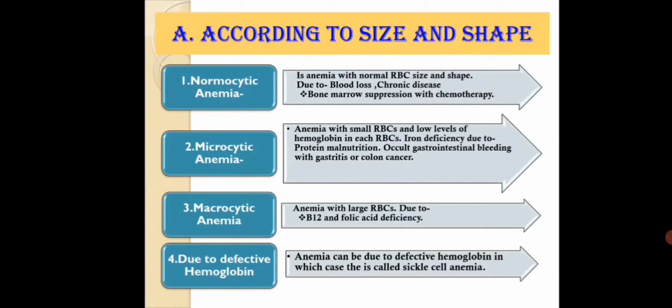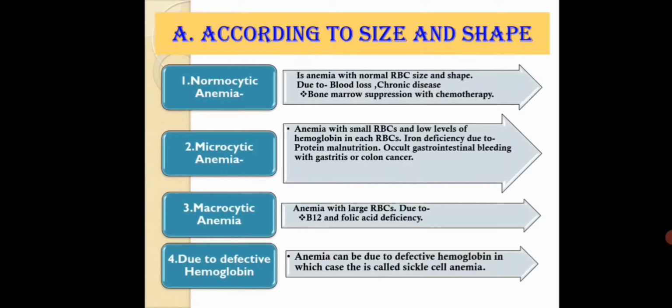or protein malnutrition. Iron deficiency means decreased dietary intake of iron, or the absorption of iron may be interfered with, and it is mainly because of protein malnutrition and gastrointestinal bleeding, for example gastritis, colon cancer. These are some of the examples of causes which lead to microcytic anemia.